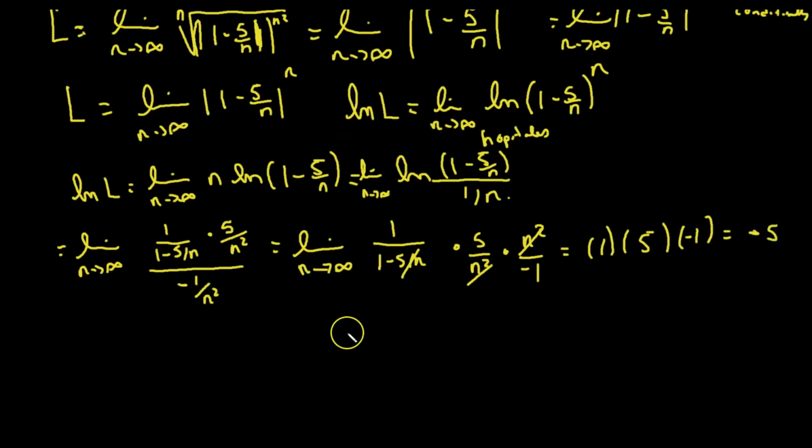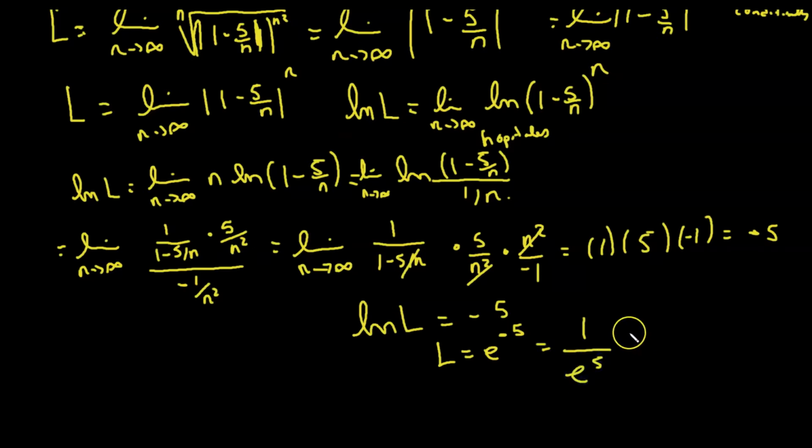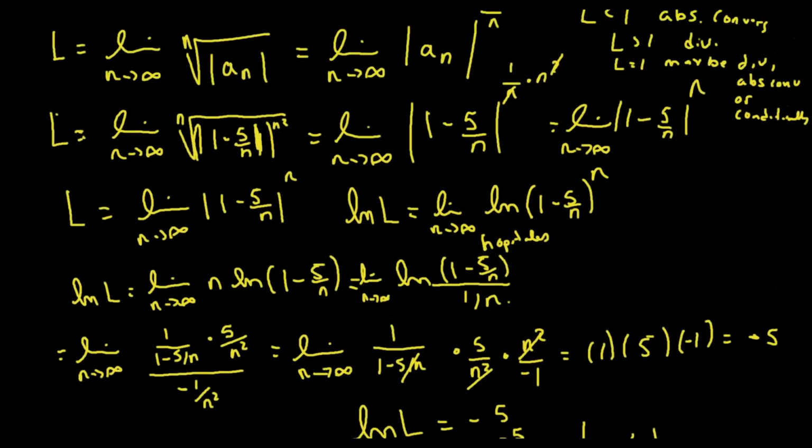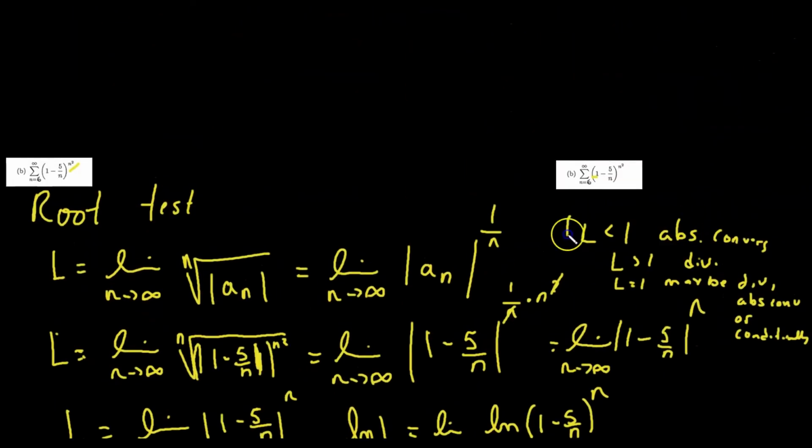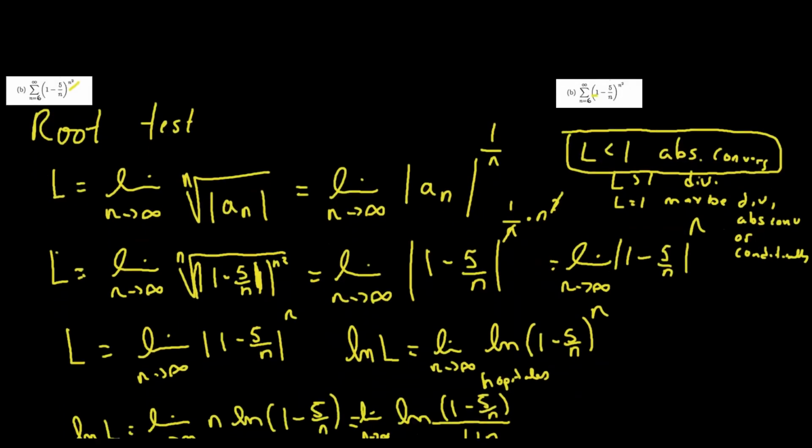So now we've concluded that ln L is equal to negative 5, so L is equal to e to the negative 5, right? And this is 1 over e to the 5. Is this less than 1 or greater than 1? It's less than 1. So by our definitions here, the root test proves that it's absolutely convergent.